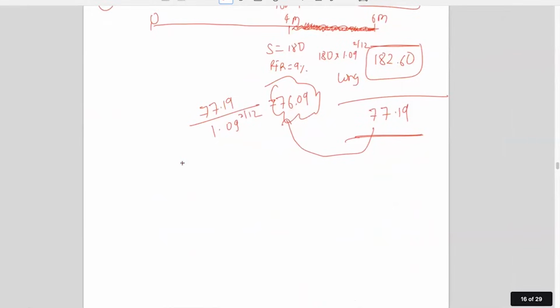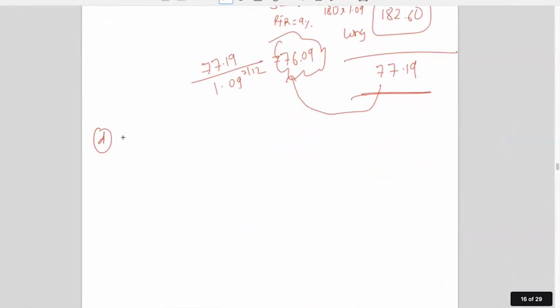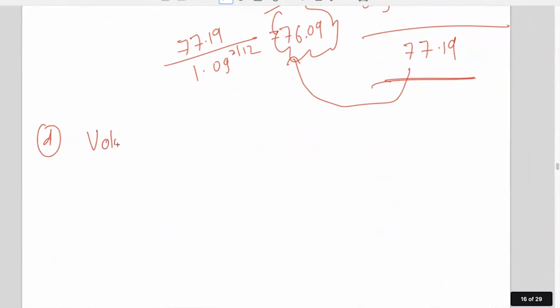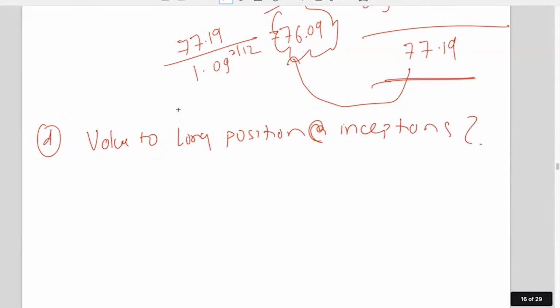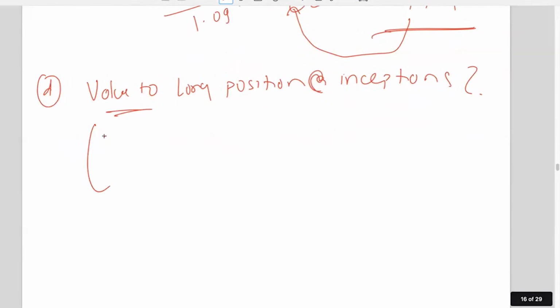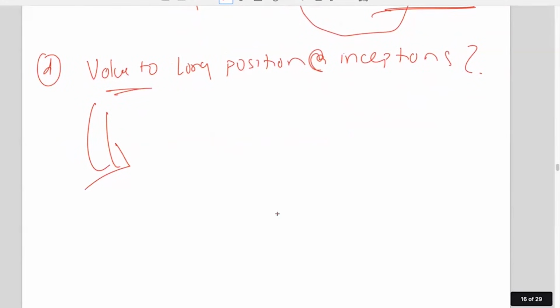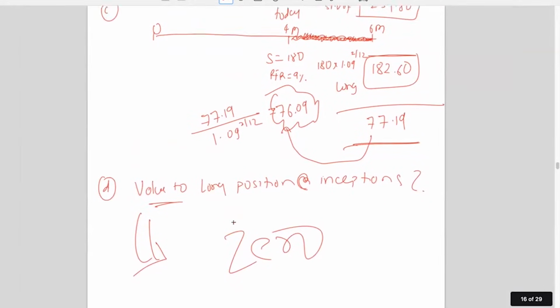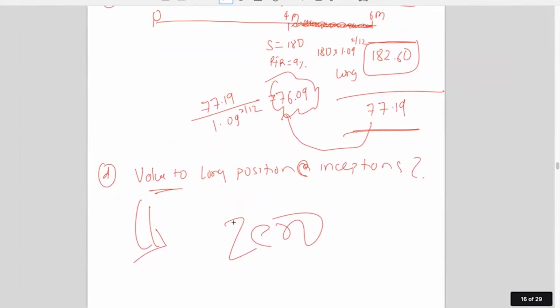Let me throw in a subpart D to you. What will be the value to long position at inception? When we signed the contract, at that time, what was the value to the long position? Good. Correct. The value of forward contract at inception is 0.